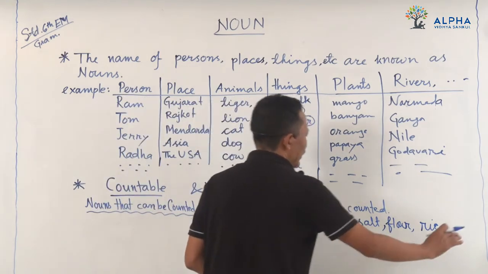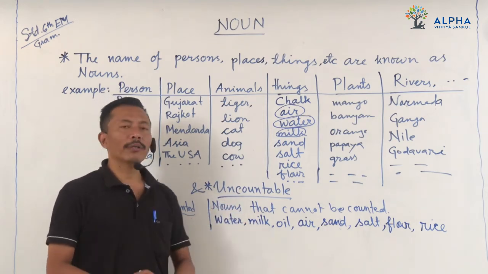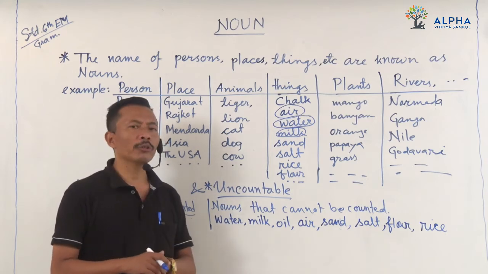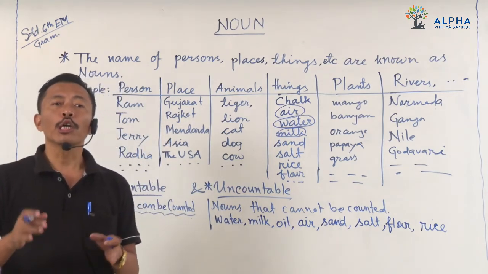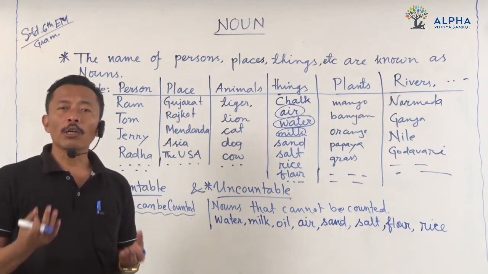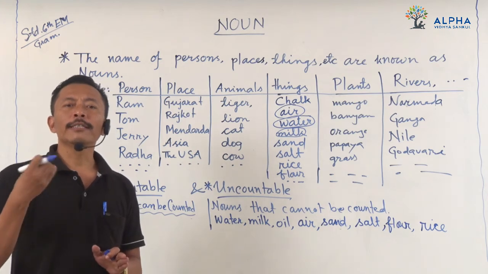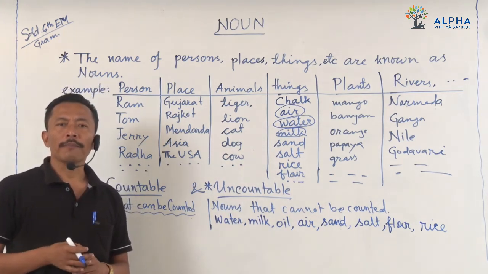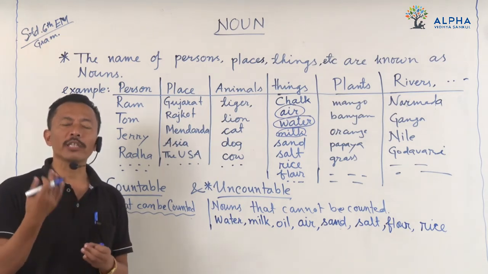And why are these things called what they are called? They are called uncountable nouns. Simply, we are calling their name uncountable. There is a reason behind it, because these things are not able to be counted, or these things are not counted. Because there is no meaning, there is no value in counting these things.